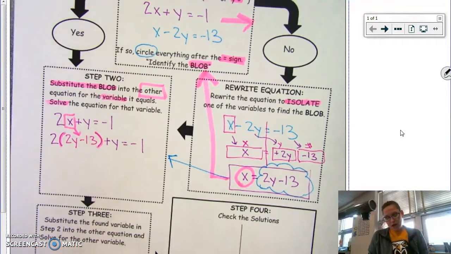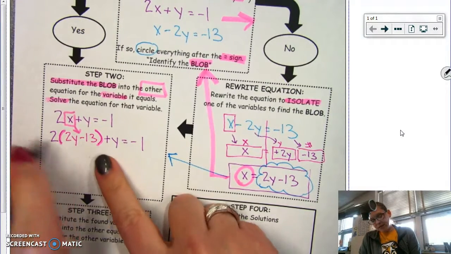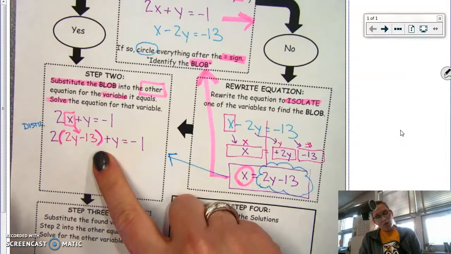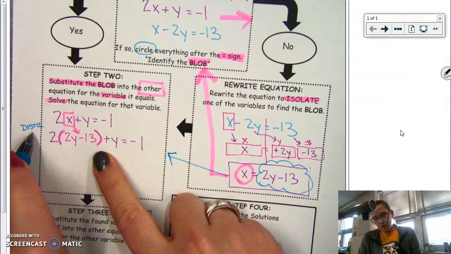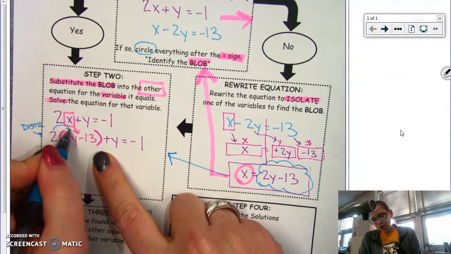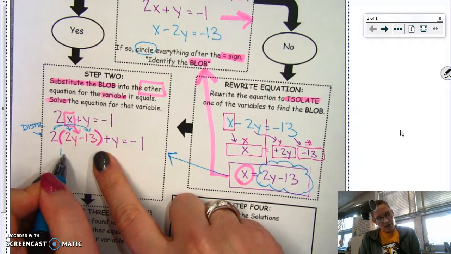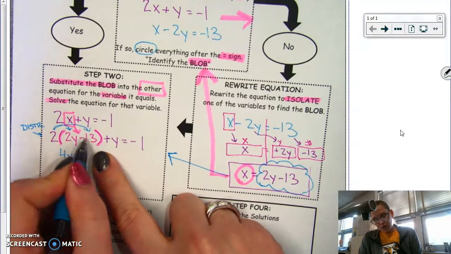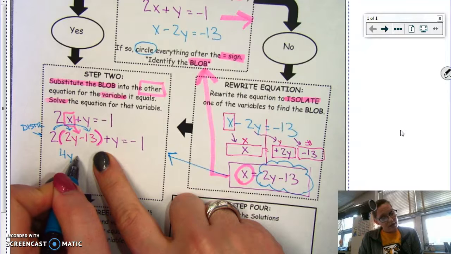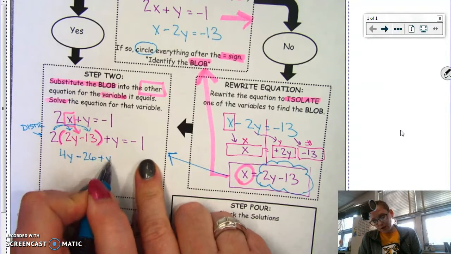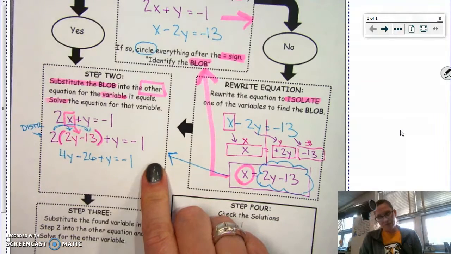Okay. Now we're going to solve our problem like we would normally solve. I can see this is in parentheses. What do we do when something's in parentheses? We distribute, using the claw. 2 times 2y is 4y. 2 times negative 13 is negative 26. Carry down the rest of my problem. Plus y equals negative 1.